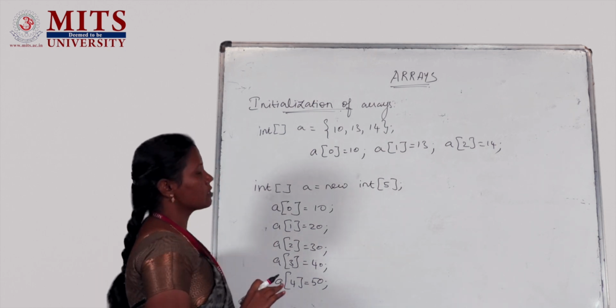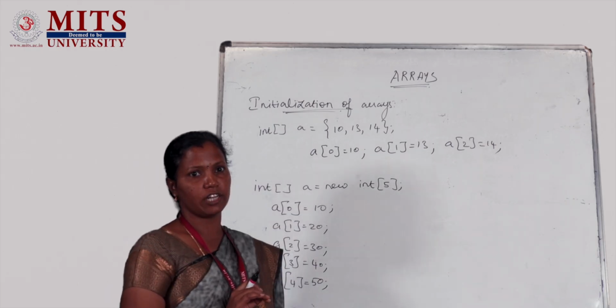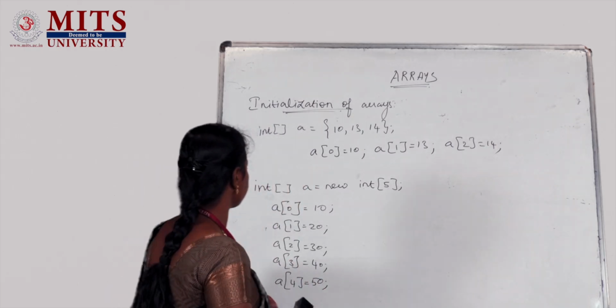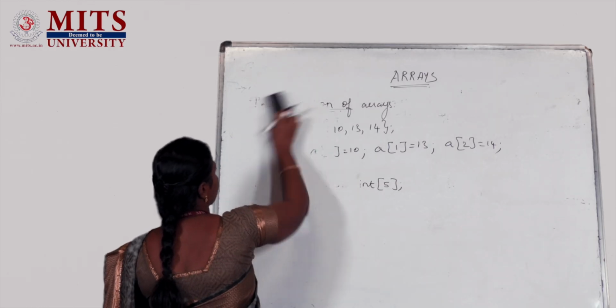So what we discussed is just what an array is, and then how to declare it, how to instantiate it, and how to initialize it. So coming to the types of the array.